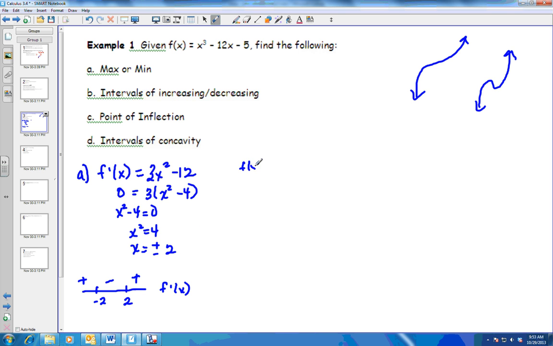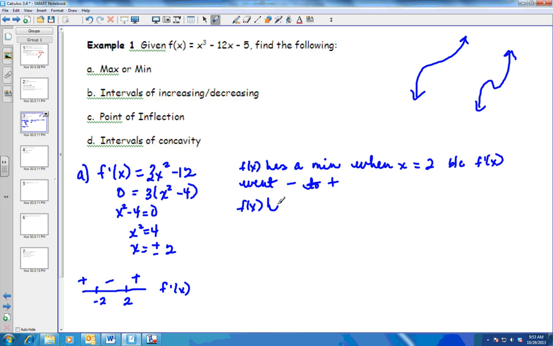F of x has a, let's do the mins first, a min when x equals... I know I have a min when my first derivative goes from negative to positive. So I have a minimum at x equals 2 because f prime of x went from negative to positive, and if you just want to put negative to positive like that, then that's fine.